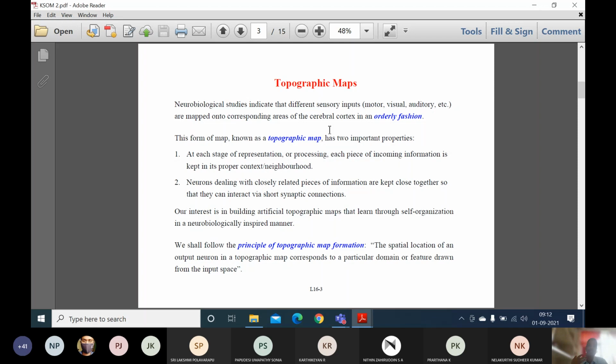Motor is the movement of the hand, the movement of body position, gesture positions, the movement of legs and arms. All those are considered motor positions. So like that, we have various sensory inputs or sensory organs. The neurobiological study indicates that different sensory inputs are mapped onto the corresponding areas of the cerebral cortex in an orderly fashion.